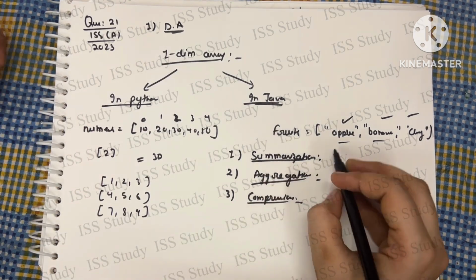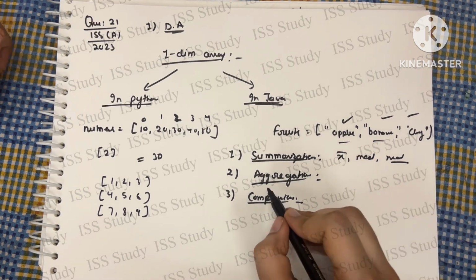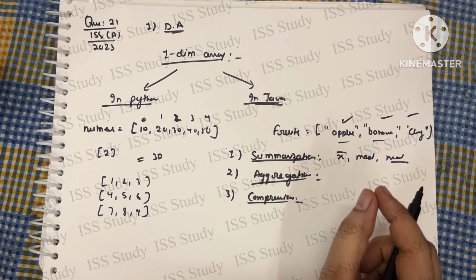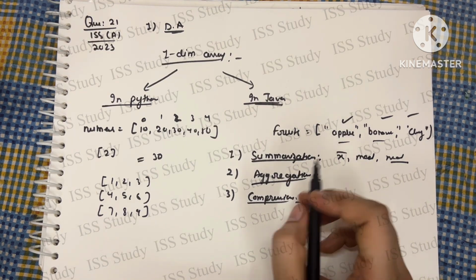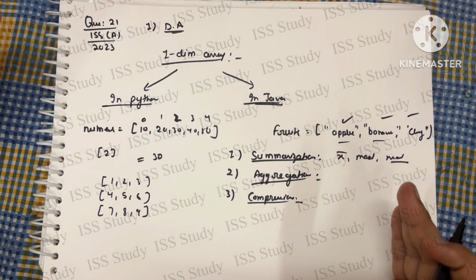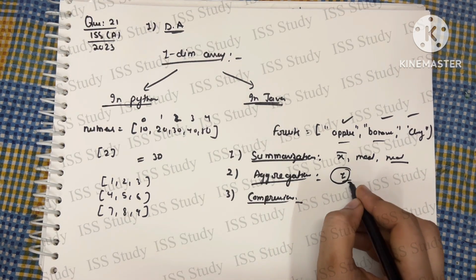So obviously in summarization we are talking about mean, median and mode, etc. And aggregation means combining multiple data points into a single value. As an example of aggregation, I am summing the sales figures of the whole month. If I sum it, it will give me a single number.